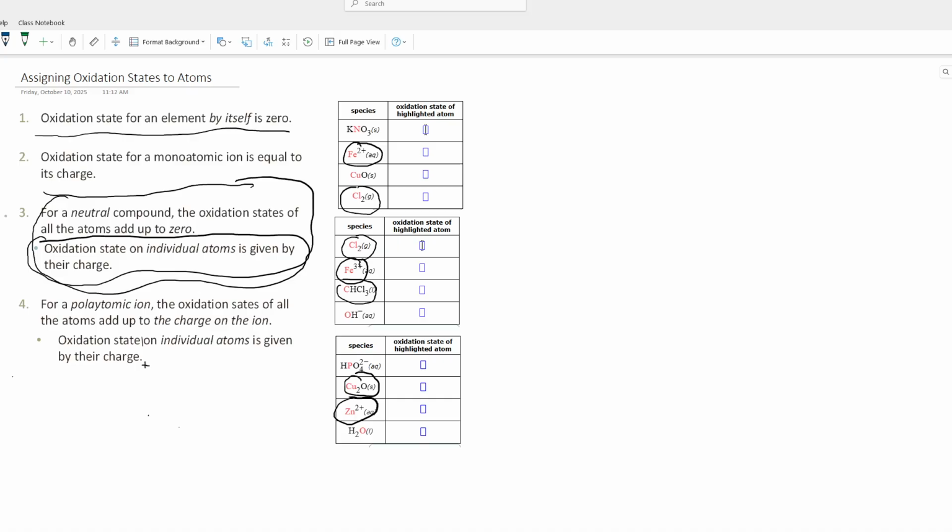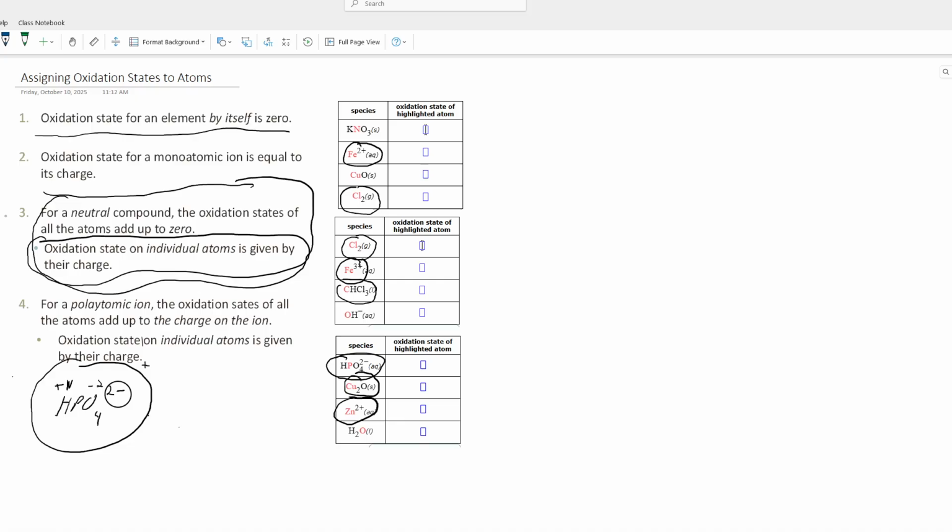And that is going to be something like HPO4 2-. Let's do this one right here. Let's do our oxidation states. This has to be a -2. Hydrogen has to be a +1. And these have to sum not to 0. They have to sum to 2-. This is a polyatomic ion. The sum of the oxidation states has to match the charge on the polyatomic ion.